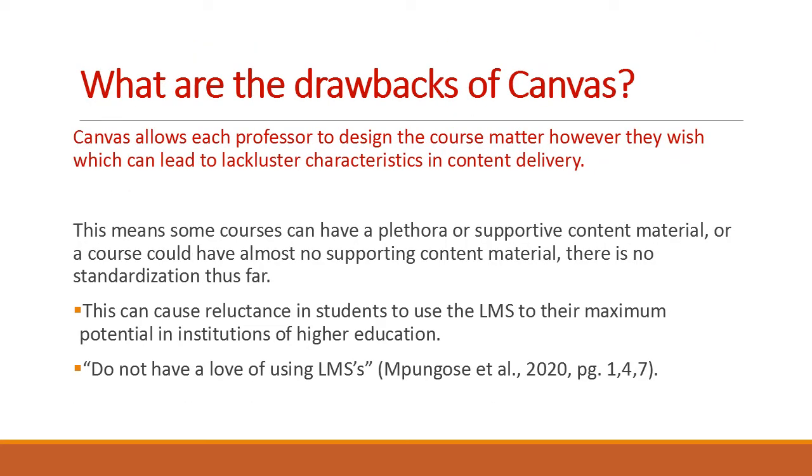What are the drawbacks of Canvas? Well, Canvas allows each professor to design the course matter however they wish, which can lead to lackluster characteristics in content delivery. This means some courses have a plethora of supportive content material, while other courses could have almost no supporting content material. There's no standardization thus far. This can cause reluctance in students to use the LMS to their maximum potential in institutions of higher education. Some students even mentioned that they do not have a love of using LMSs when they encountered courses that had very little supporting content material.